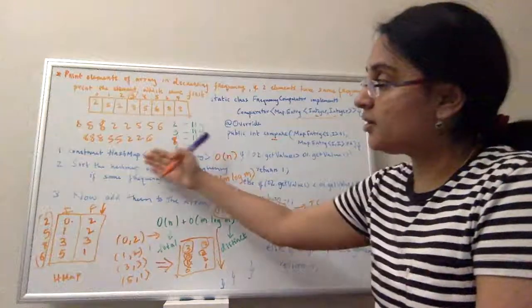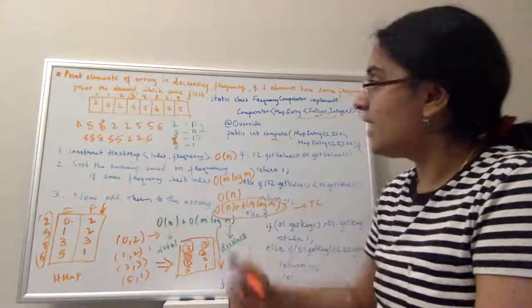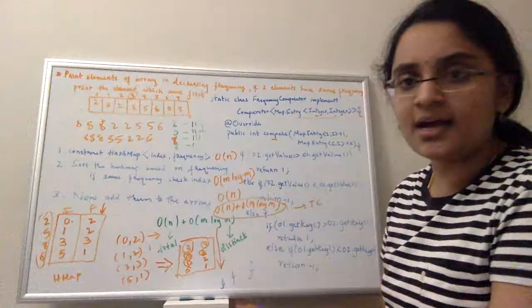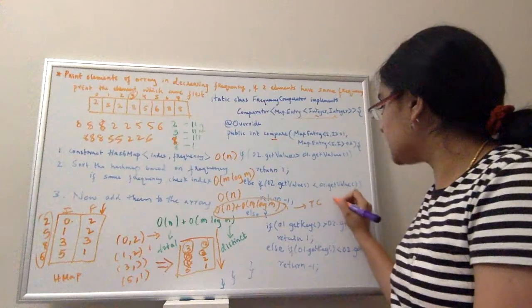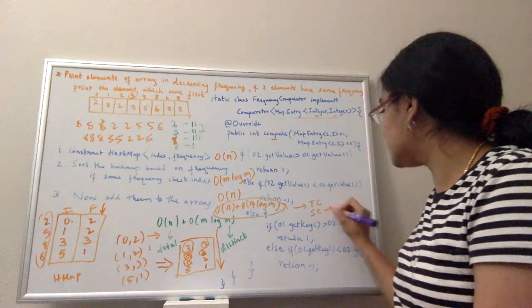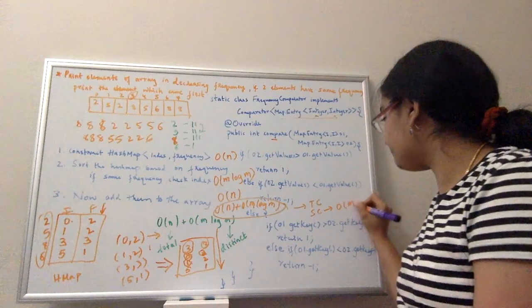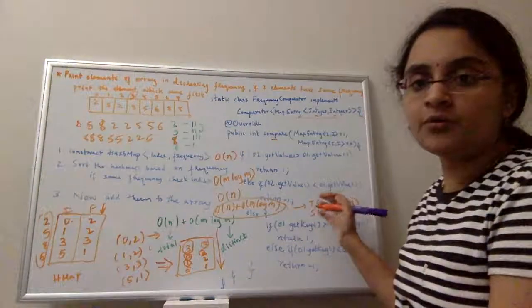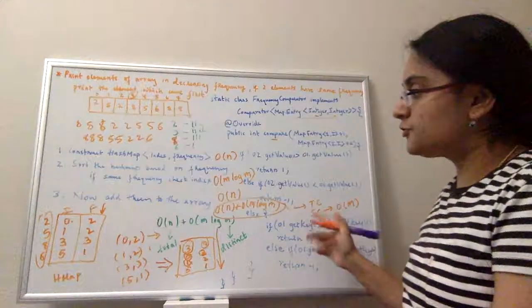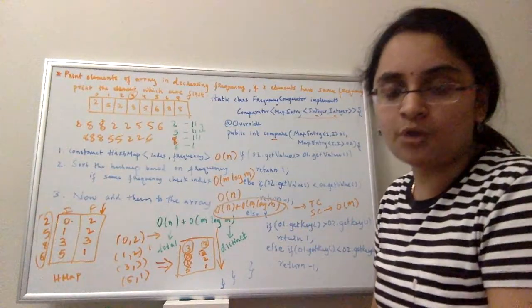Because we are not using any extra array, we are just using a hash map, we have a space complexity of O(m), where m is the number of distinct elements present in the hash map. So this is how this particular problem is solved.